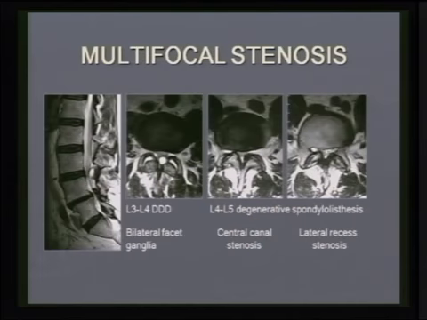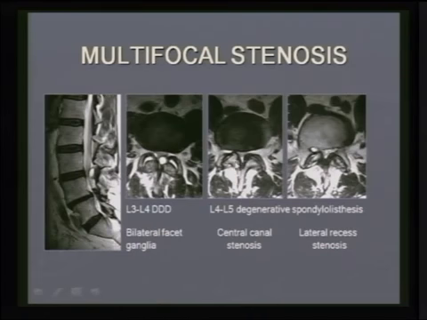Just a reminder that stenosis can be multifocal and due to multiple etiologies. So we have a facet ganglion bilateral at the L3, L4 level, together with a bulging disc, resulting in severe L3, L4 central canal stenosis. Whereas at L4, L5, there is a minimal spondylolisthesis, resulting in further central canal stenosis at this level.